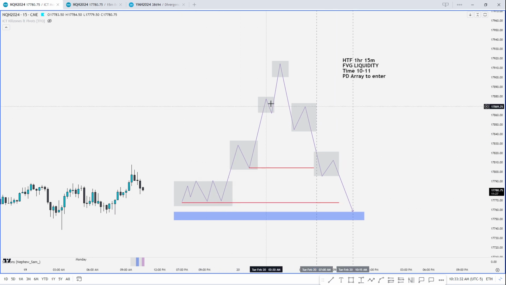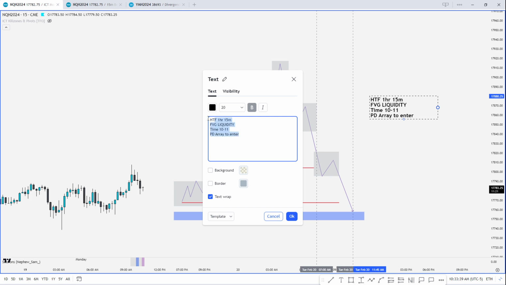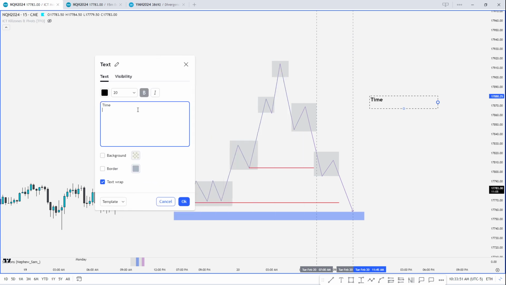But some tips to identify when this is going to happen. Well, first of all, we need to be in line with time. So there's going to be a section in time every single day that this second stage of distribution is going to happen. So first we got to understand that. Second, we have to understand, are we targeting a higher time frame pool?